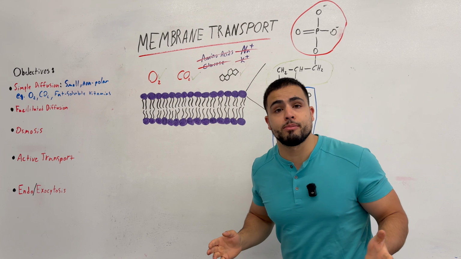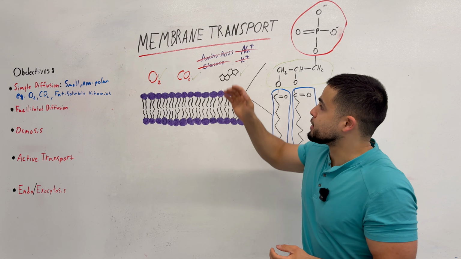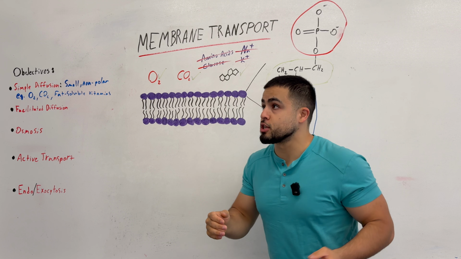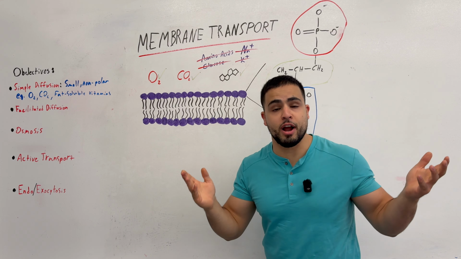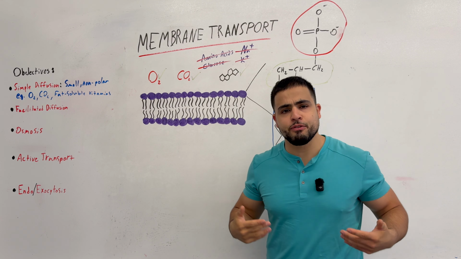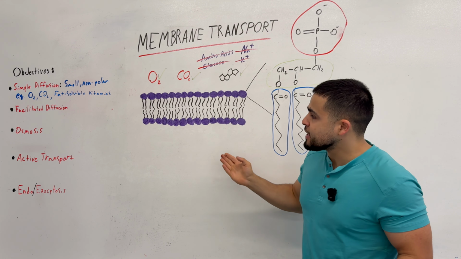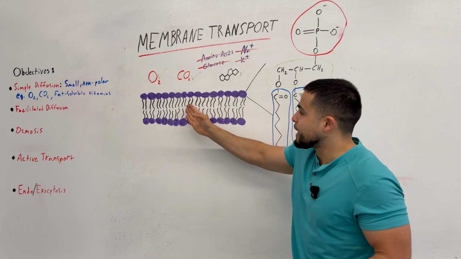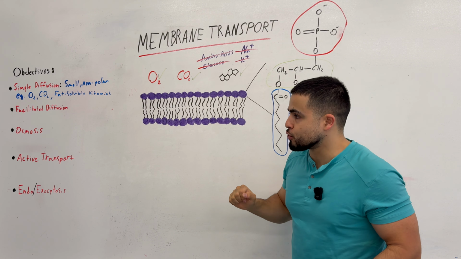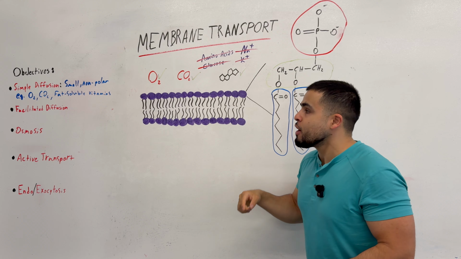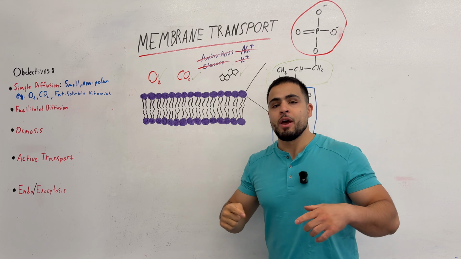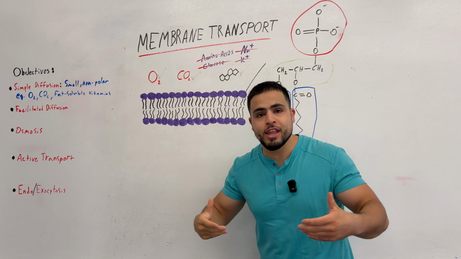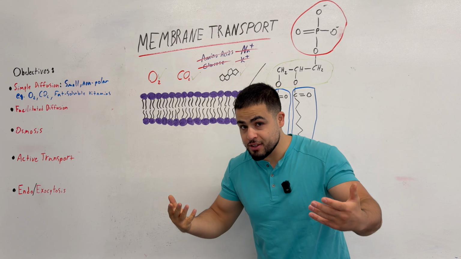Now, when it comes to polar molecules, such as glucose or amino acids, or even charged ions, such as sodium, potassium, or other ions that contain negative charges, they cannot freely traverse the plasma membrane, and that's because they can't interact with the hydrophobic tails over here. So they're going to need facilitated diffusion, which is what it sounds like. It's diffusion that's facilitated by something else. What is it facilitated by?